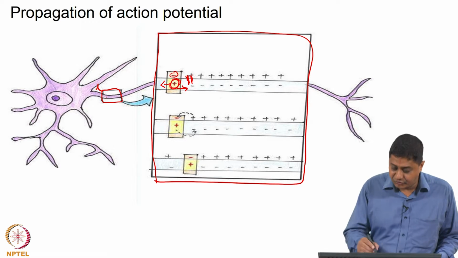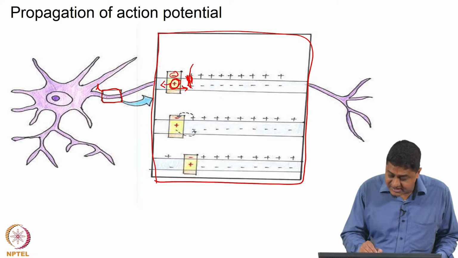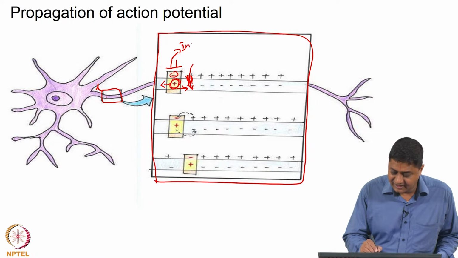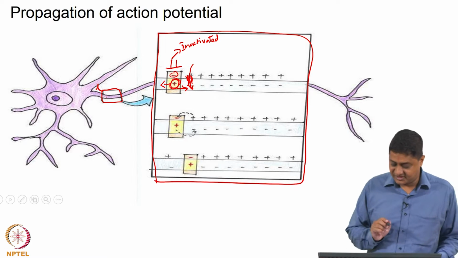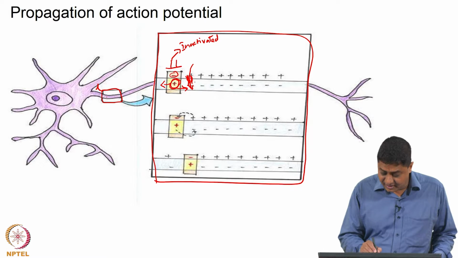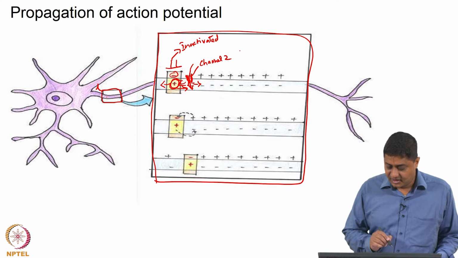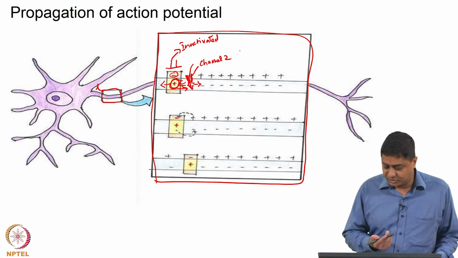In the meanwhile, a lot of sodium will enter through this gate, not through this gate. At around the same time, this gate, its inactivation gate, will be closed, or it will be inactivated, or it will be in its refractory period, which we saw in the previous class. So, a lot of sodium enters inside. I am going to call this channel 2. In channel 2, a lot of sodium enters inside, and the sodium diffuses in both directions.